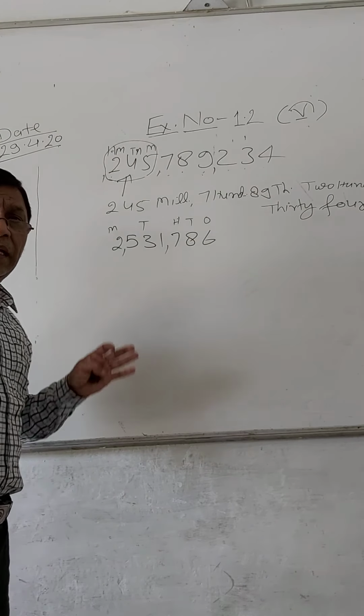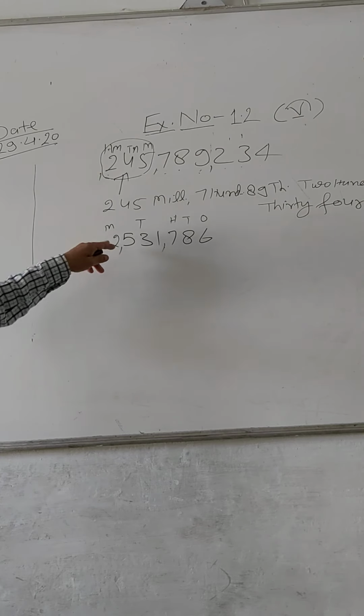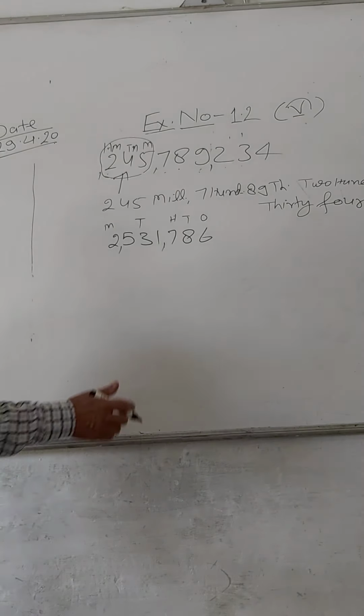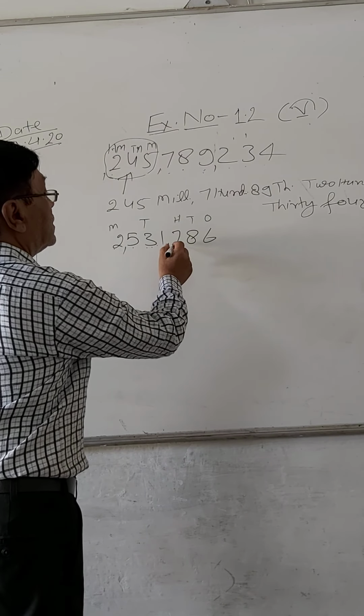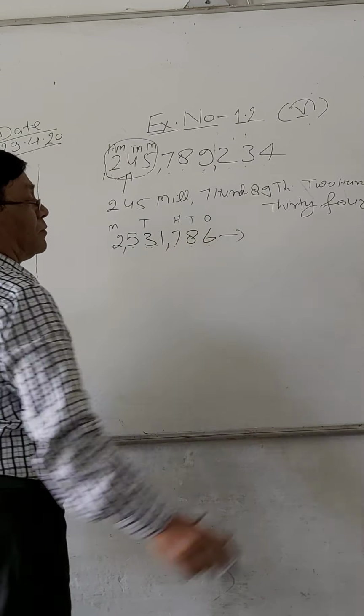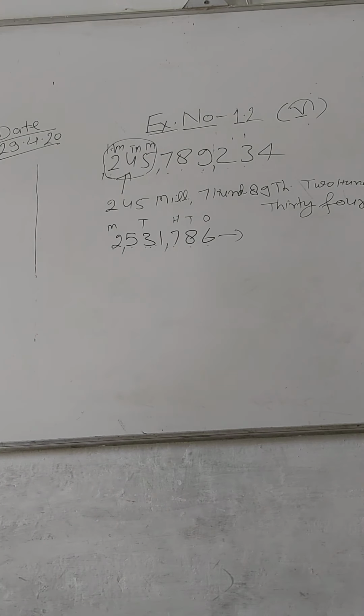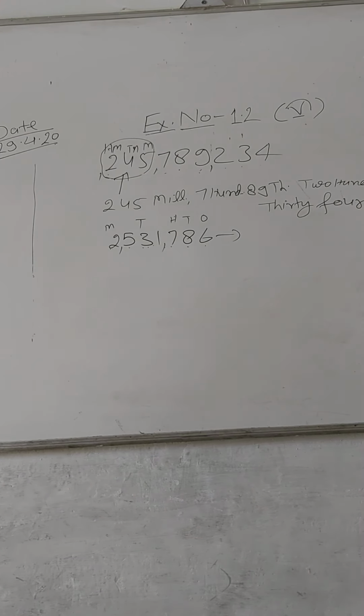So the same practice you have to do. Any number of any digits, if it is written, first put the comma. And you will put the comma after every 3 digits, and after that you read according to this. So this can be read 2,531,786. Next number, suppose it is given 13275,196.